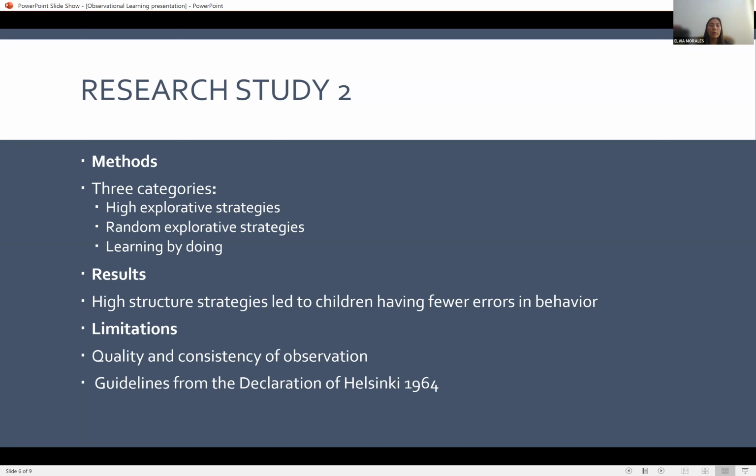The guidelines followed by this study follow the Declaration of Helsinki from 1964, which leads me to say that the study was done ethically.